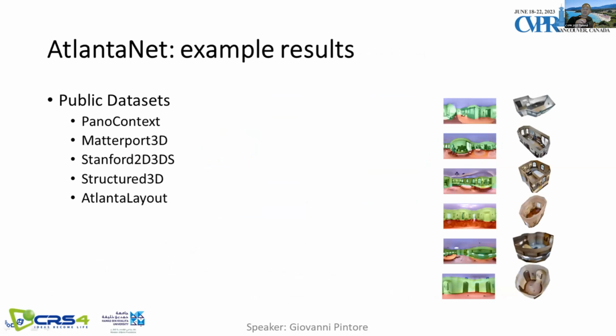Here we have some examples of public datasets used and benchmarked with these methods and some reconstructions, including also a custom dataset with annotated 3D layouts having less restrictive assumptions. For example, rooms with curved walls or non-right corners, taken here from Structured3D and Matterport.